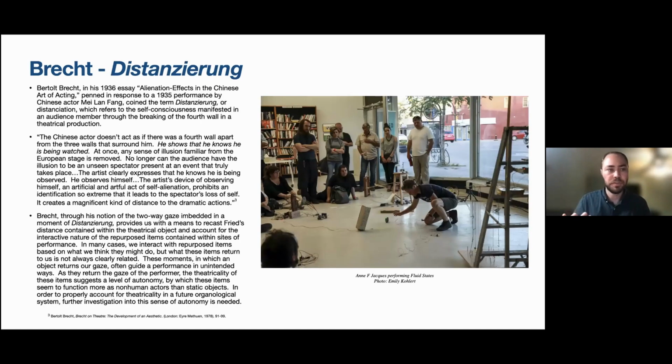So I think a way to consider this is through Brecht's concept of distanziation, which he discusses and defines in a 1936 essay called Alienation Effects in the Chinese Art of Acting. Through this term, he's referring to the sense of self-consciousness that's manifested in an audience member through the breaking of the fourth wall in a theatrical production. Brecht writes, "The Chinese actor doesn't act as if there was a fourth wall apart from the three walls that surround him. He knows that he is being watched. At once, any sense of illusion familiar from the European stage is removed.